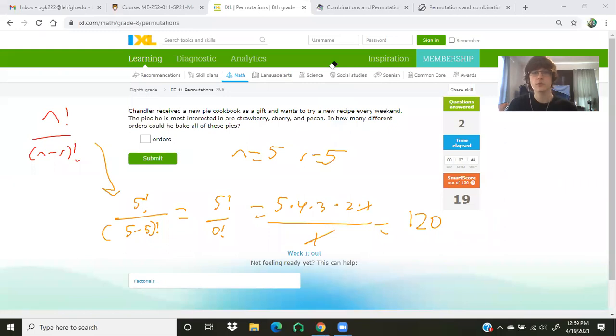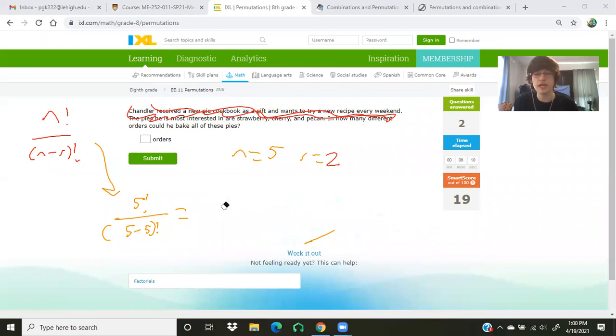Now, quick question before we finish. Let's say only 2 of the 5 people got to be selected, like have their names selected to be put in the newsletter. So let's say that r is 2. How does that change things? If there's 5 possible names to choose from, but we're only choosing 2, what does that leave us with?